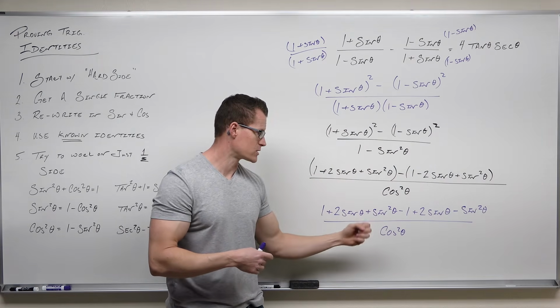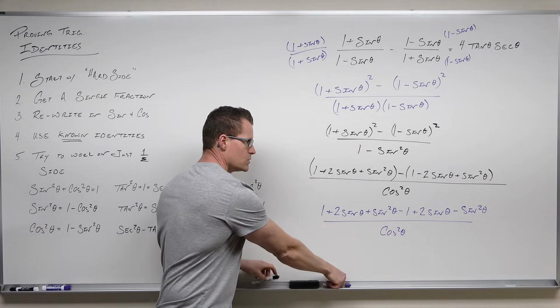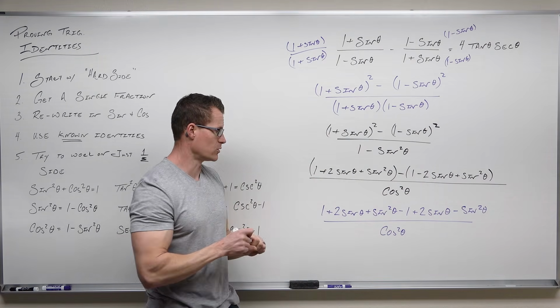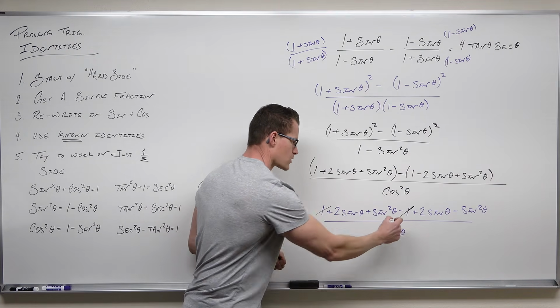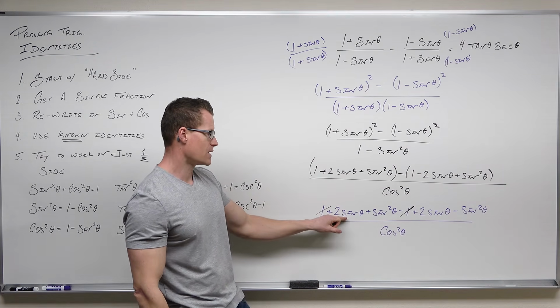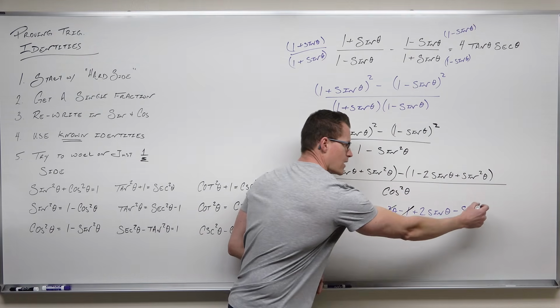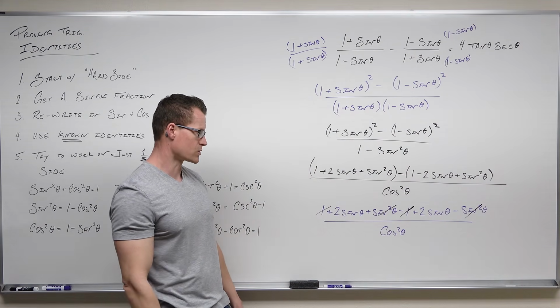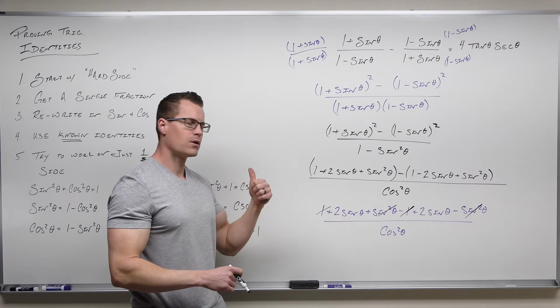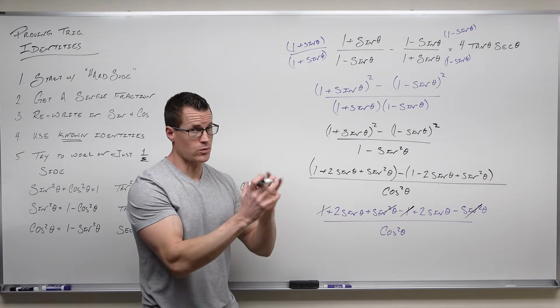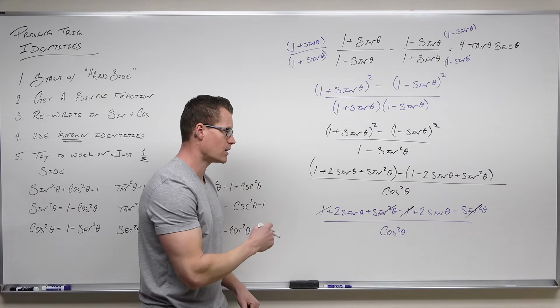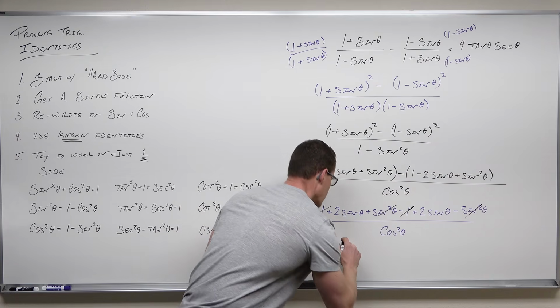Distribute that. Combine some like terms. Now simplify it to make our numerator look a little bit better. So we're going to say 1 minus 1 are gone. We'd have a 2 sine theta and a 2 sine theta. That's 4 sine theta. My sine squared and my other sine squared, one's plus, one's minus, those are gone. We're going to get 4 sine theta, not sine squared, we're not multiplying, we're adding, 4 sine theta over cosine squared theta.